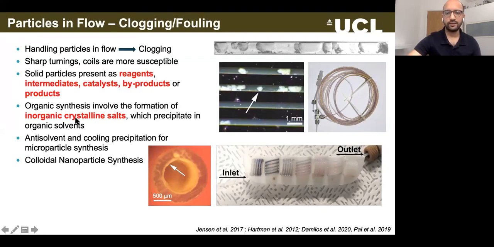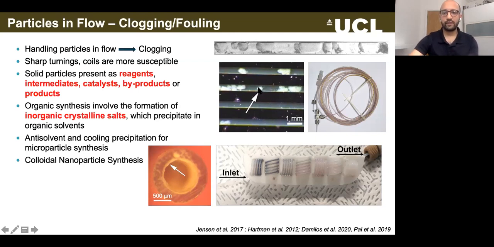So here we see different types of flow reactors. When we try to do a particle-related process in flow, we usually clog the reactors. So here we see when we try to do gold nanoparticle synthesis in flow reactors, they deposit at the wall. You can see this gold layer formed in the tubing walls. Here we also see the reactors clogged by barium sulfate particles. Here we see sodium chloride particles. Here again we see gold nanoparticles clogging the reactors.